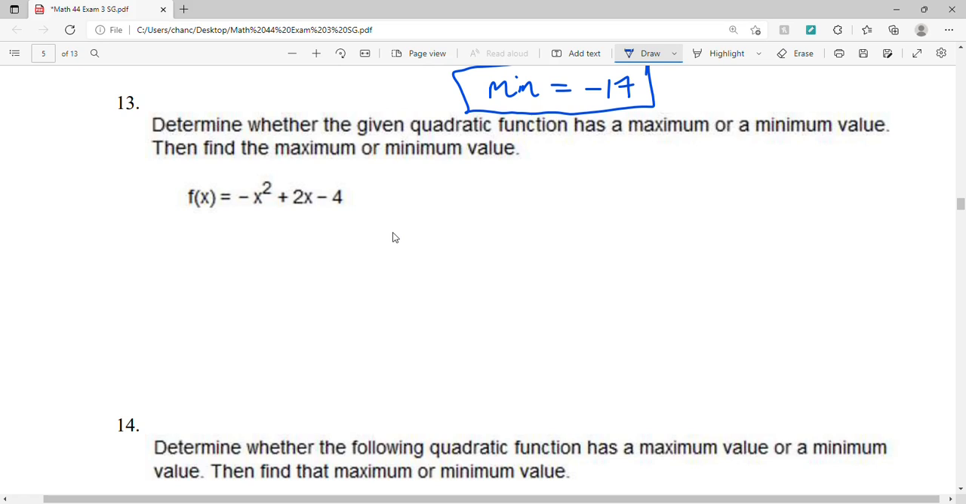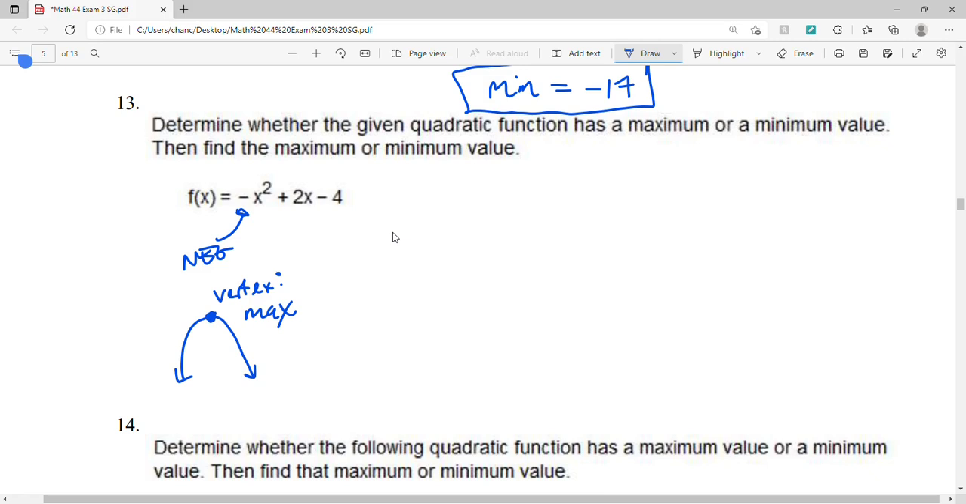Question 13. This is a parabola that faces down. How do we know that? Well, there's a negative in the front. So that's a parabola that faces down, which means the vertex is up here, and we don't have a minimum. We actually have a maximum. This is a max because it faces down, so we have a maximum.